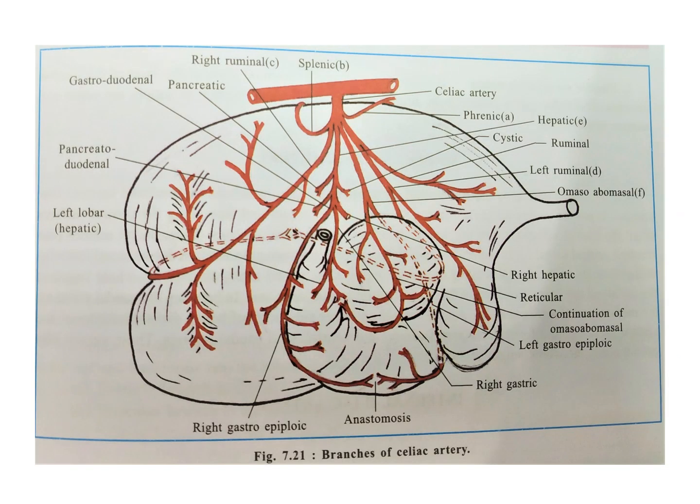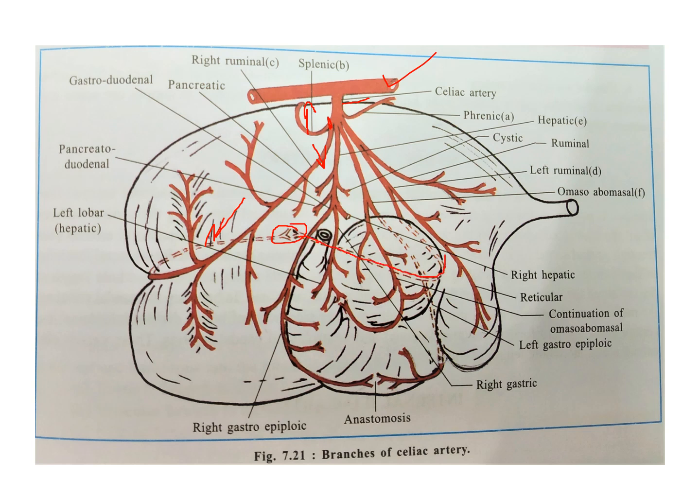So here in the diagram you can see this is the abdominal aorta, and this is a thick and short blood vessel known as the celiac artery. From the celiac artery, this is a common trunk which gives rise to the splenic artery, which supplies the spleen, and this is the right ruminal artery. This goes downwards and backwards, passes through the posterior transverse groove, and then turns towards the left side of the rumen, and here it anastomoses with the left ruminal artery.